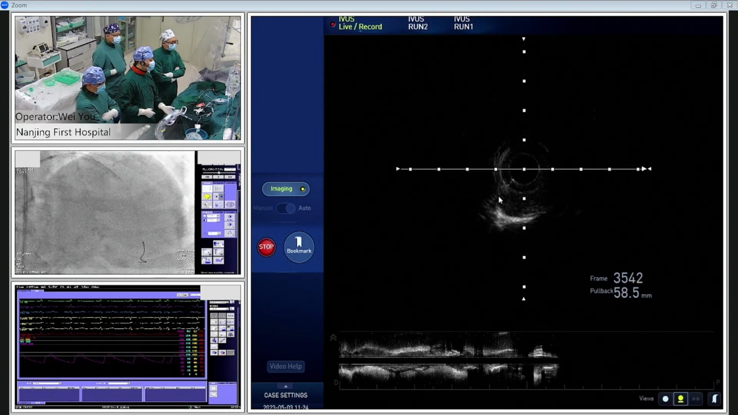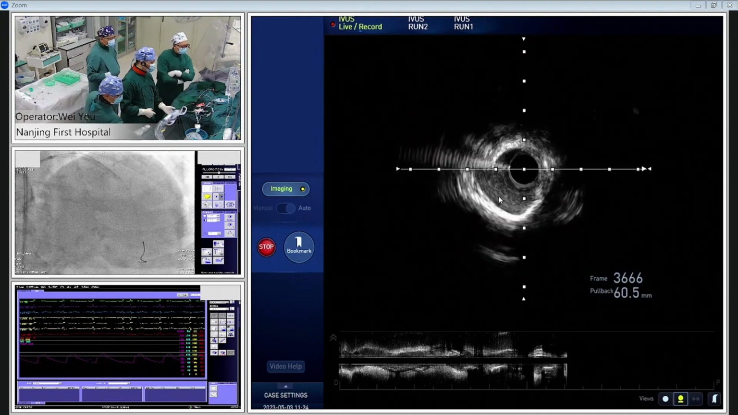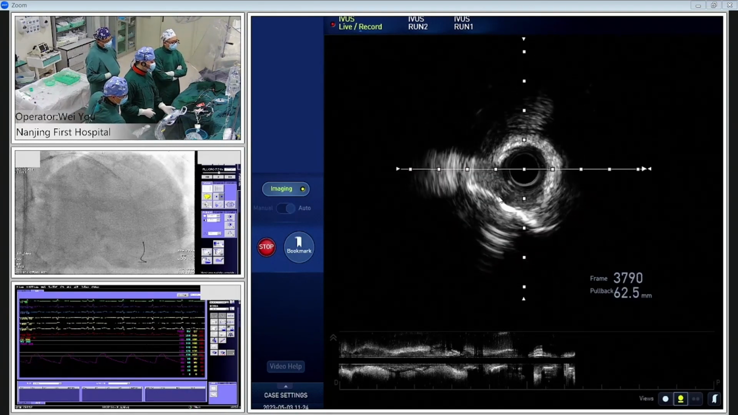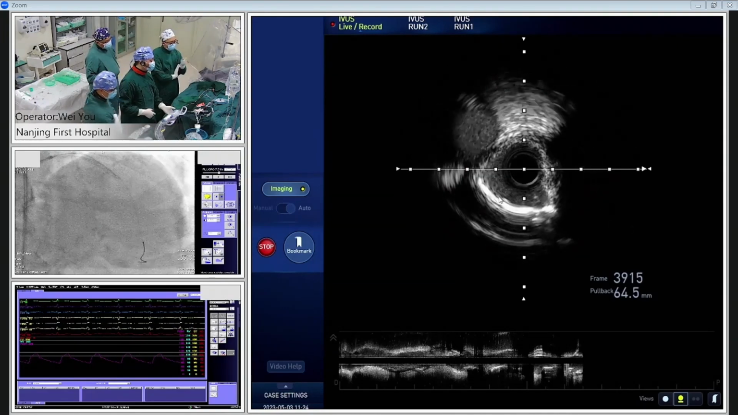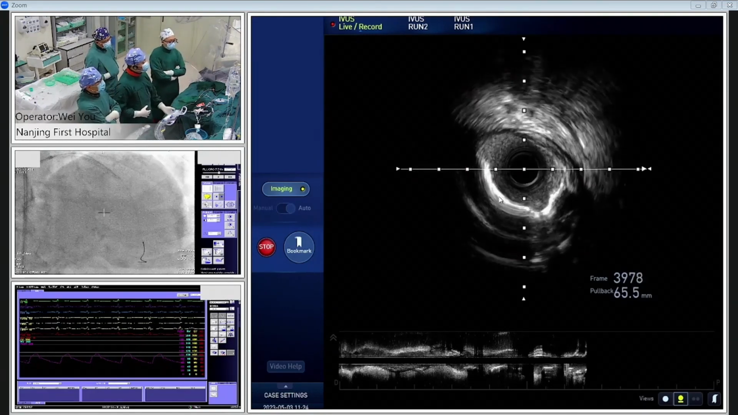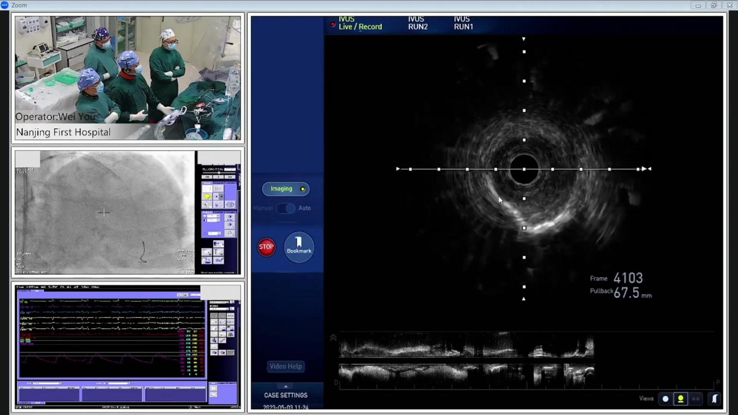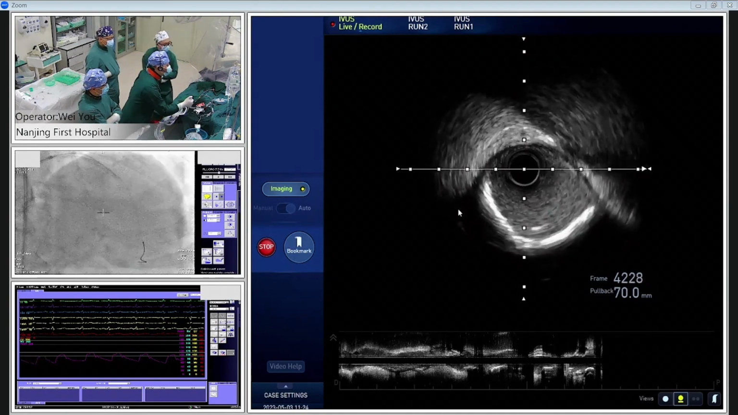Maybe the lumen diameter is larger. There is a broken segment at 9 o'clock. We still have more than 180 degrees of continuous superficial calcium. This is diagonal one. Here there is some small broken segment. We can also see the minor crack.